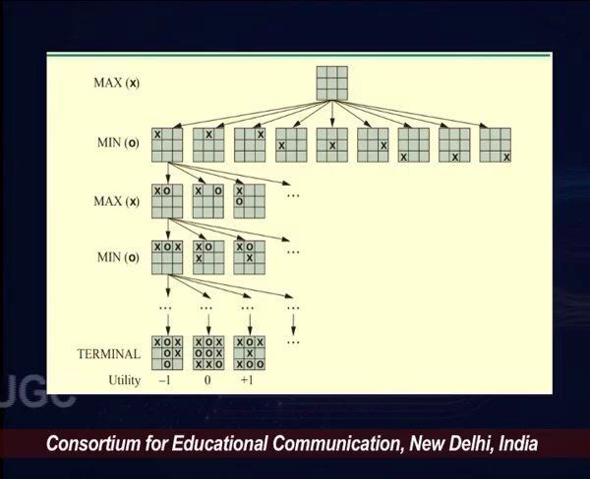So this is going to be the situation, and at the end you can see the terminal states. Their utility can be calculated as -1, or in case of a draw as 0, or as +1. So this is what a game tree represents. From the max point of view, if max is losing, it is -1. If it is a draw, 0 for both. If max is winning, then we represent it as +1.